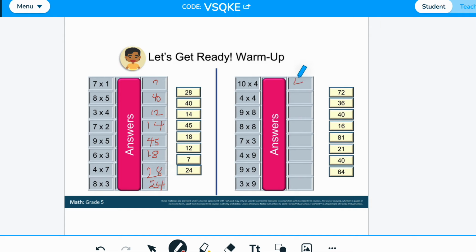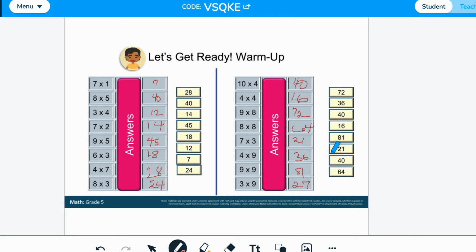10 times 4 is 40. 4 times 4 is 16. 9 times 8 is 72, and 8 times 8 is 64. 3 times 7 is 21. 9 times 4 is 36. 9 times 9 is 81, and 3 times 9 is going to be 27.